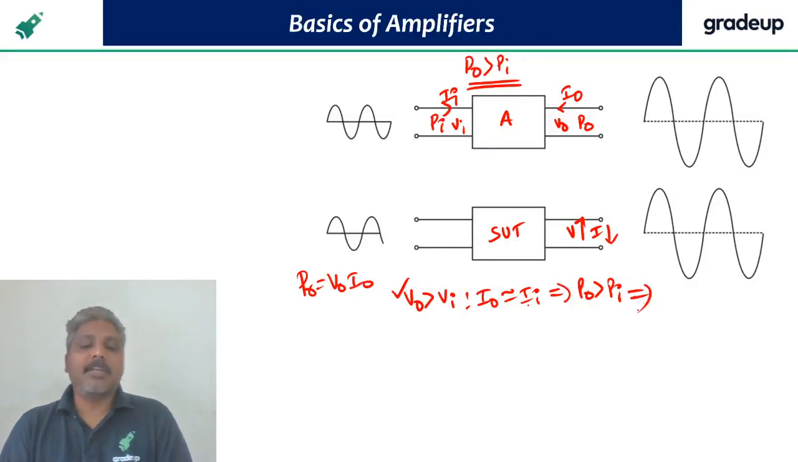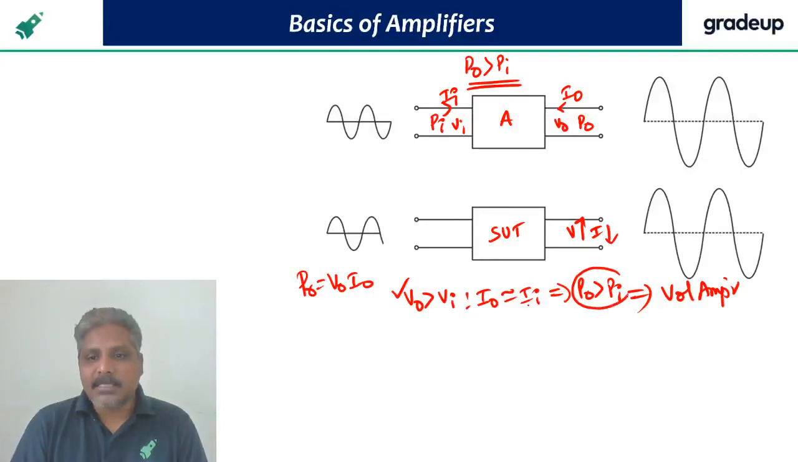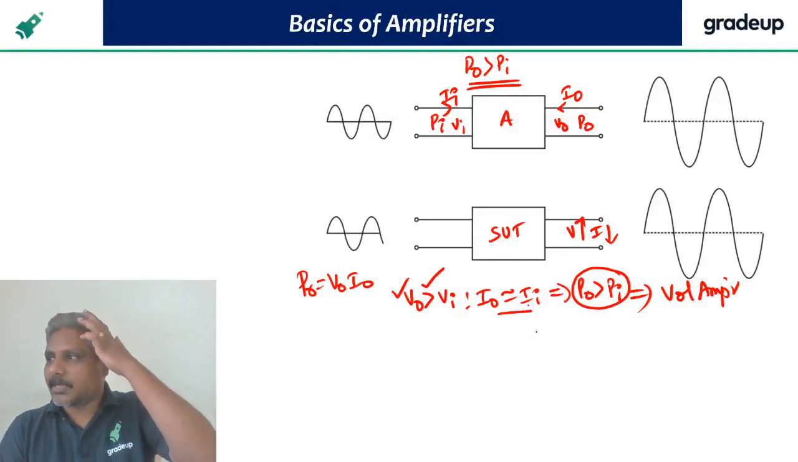This is the amplifier, we call it a voltage amplifier. Why? Amplification means this is happening only because of voltage, not because of the current. It is called a voltage amplifier.